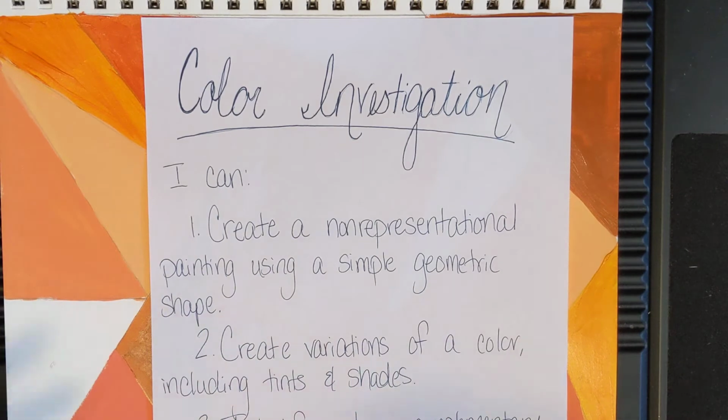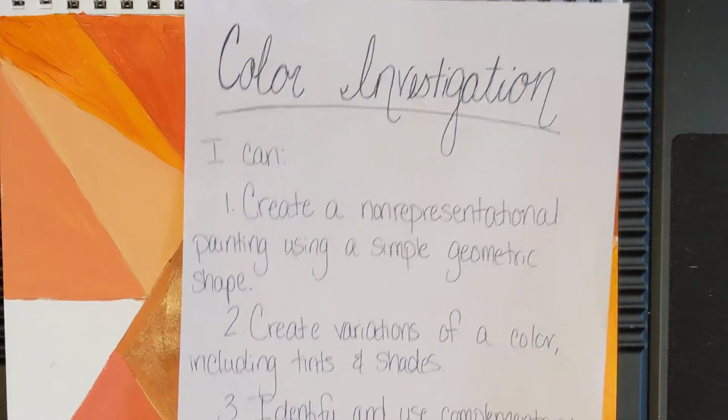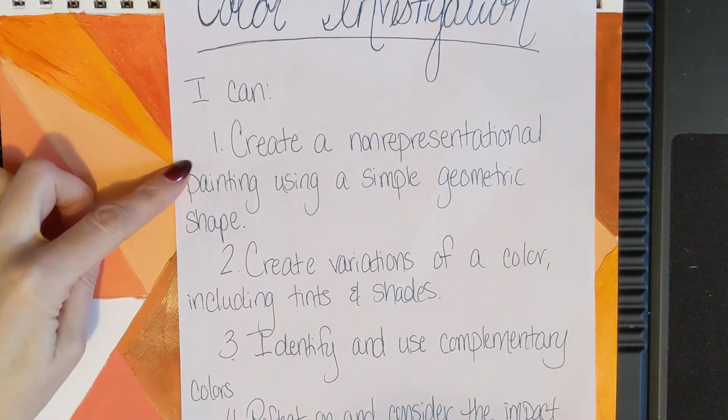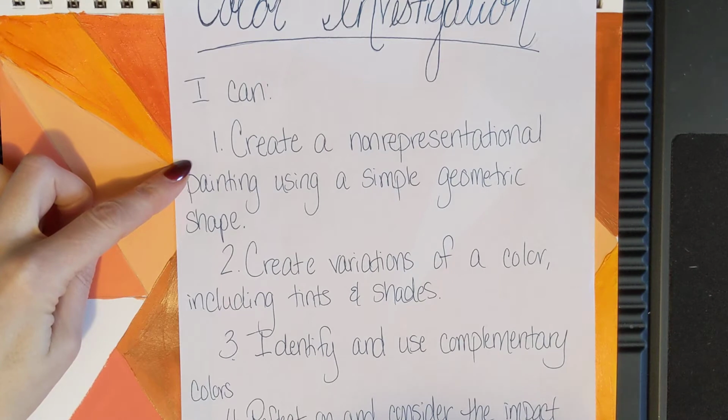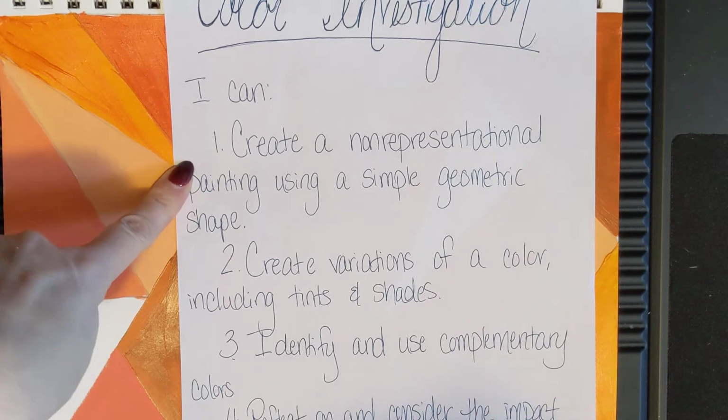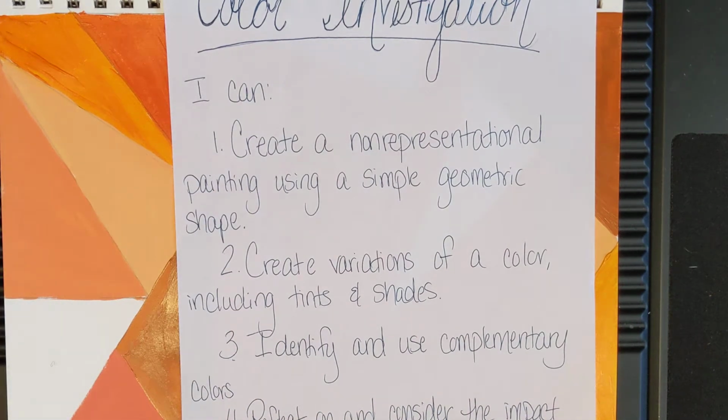So there are 4 really big I can statements in this. We're going to focus on the first 2 today. It says, I can create a non-representational painting using a simple geometric shape. Non-representational means it doesn't represent real life. I'm not trying to make a picture of a house, a picture of a city, a picture of a butterfly, nothing. It's not a thing.